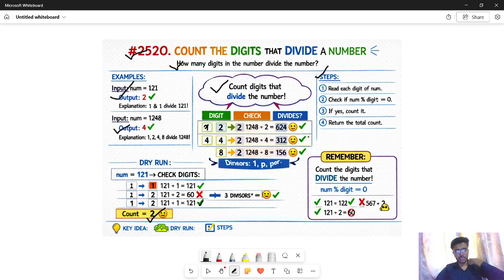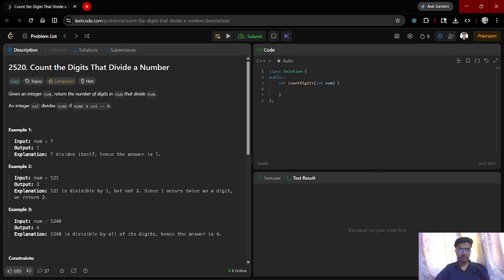Let's go to LeetCode problem 2520. Code explanation: starting with an integer temp equals num, storing the original number in temp for digit traversal, and using an integer count equals 0. This variable stores the final answer.